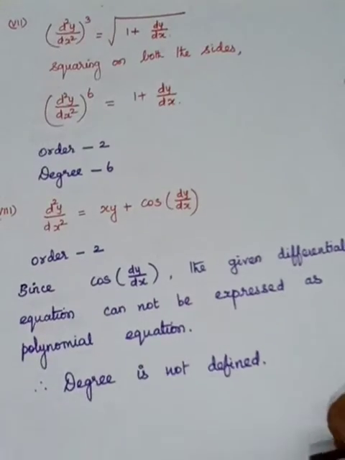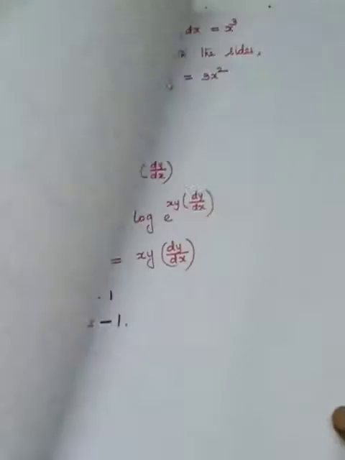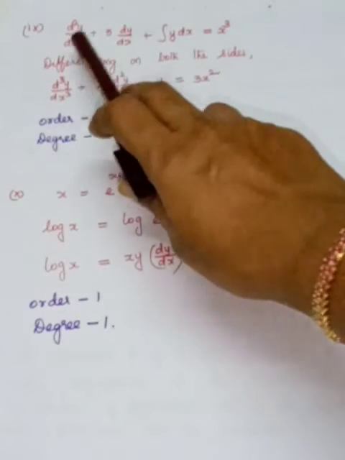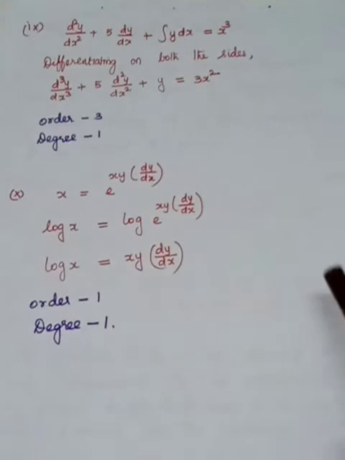And come to the next problem, subdivision 9. d squared y by dx squared plus 5 dy by dx plus integral y dx is equal to x cube. Derivatives are involved, but the integration symbol is also there. So what you have to do? You have to differentiate on both sides.